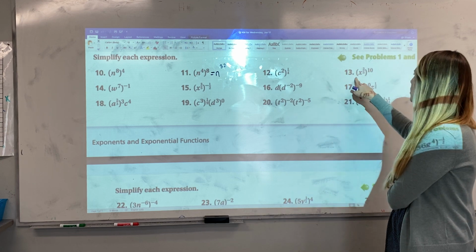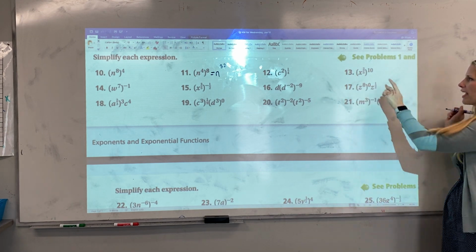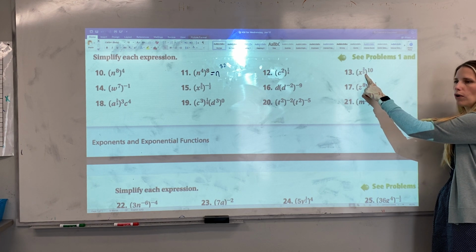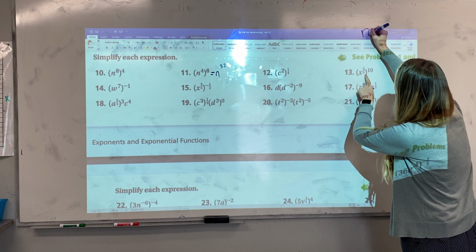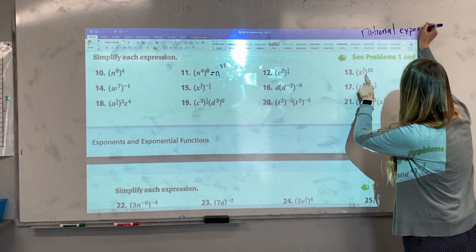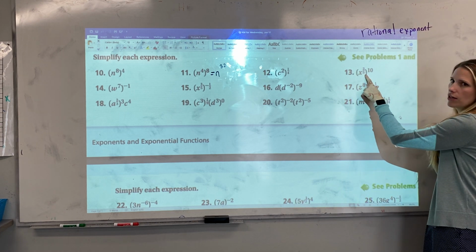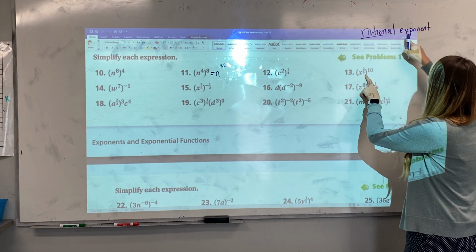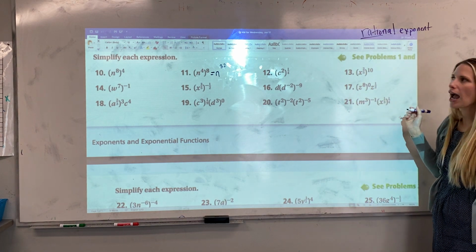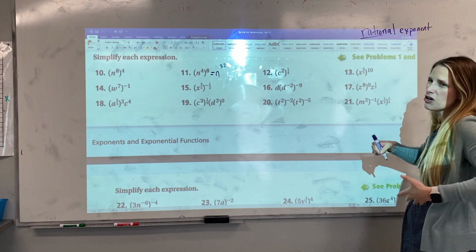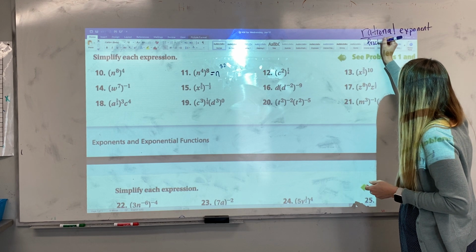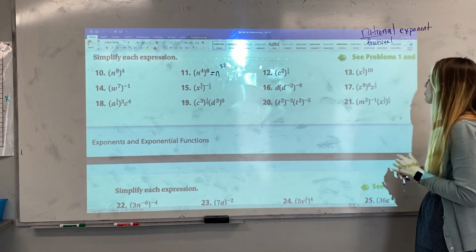So we're going to skip 12. Let's do 13. So now we have a rational exponent. Rational exponent means what? A ratio as an exponent, and a ratio simply means a fraction. So a rational exponent is a fractional exponent. So that's the same thing as a fractional exponent.